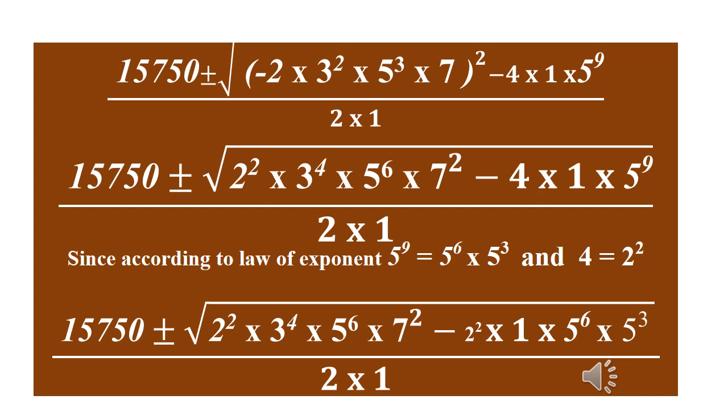So we have 15,750 plus or minus square root of 2 squared times 0 raised to the power 4 times 5 raised to the power 6 times 7 squared, minus 2 squared, that's the 4, times 1 times 5 raised to the power 6 times 5 raised to the power 3. That 5 raised to the power 6 times 5 raised to the power 3 is representing the 5 raised to the power 9. Then all over 2 times 1.